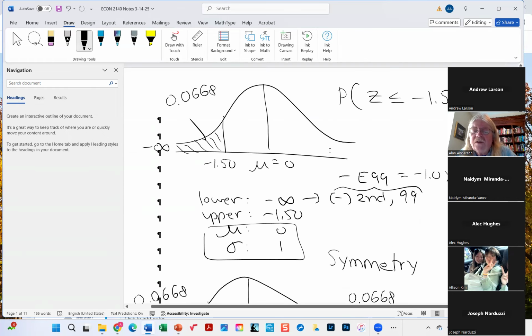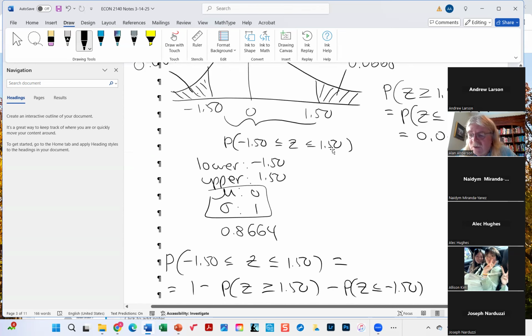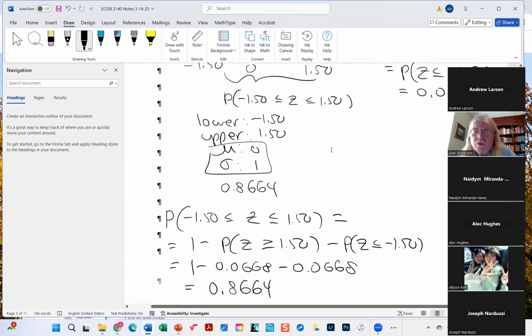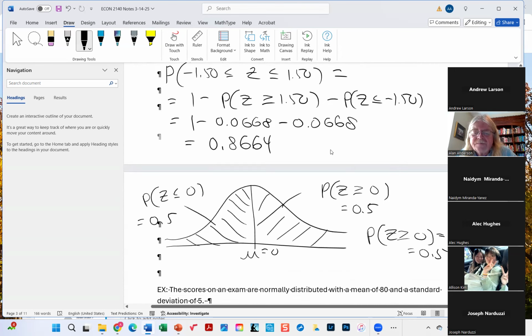Now, if you notice, all of these examples assume that we're dealing with the standard normal distribution. Now, of course, that's not always going to be the case. In fact, most of the time we'll be dealing with other normal distributions that have their own mean and standard deviation. What do we do in those cases?